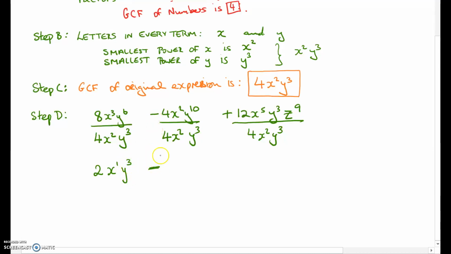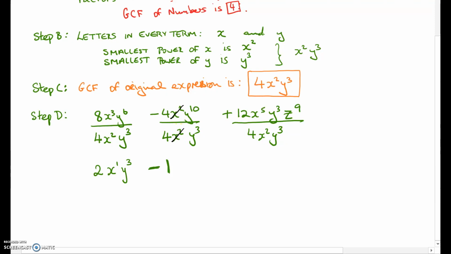Minus. Okay. 4 divided by 4 will be 1, which we'll again put in for now. We may leave off later. X to the power of 2 divided by x to the power of 2. If the powers are the same like they are here, you can simply cancel the letters out. Because it's going to be x to the power of 2 minus 2, x to the power of 0, which is just 1, and we have that already. So if the powers are the same on top and bottom, the letters will just cancel out.